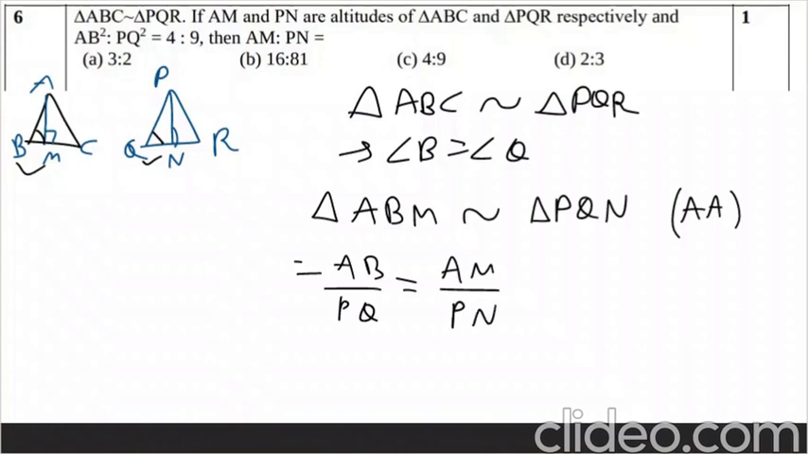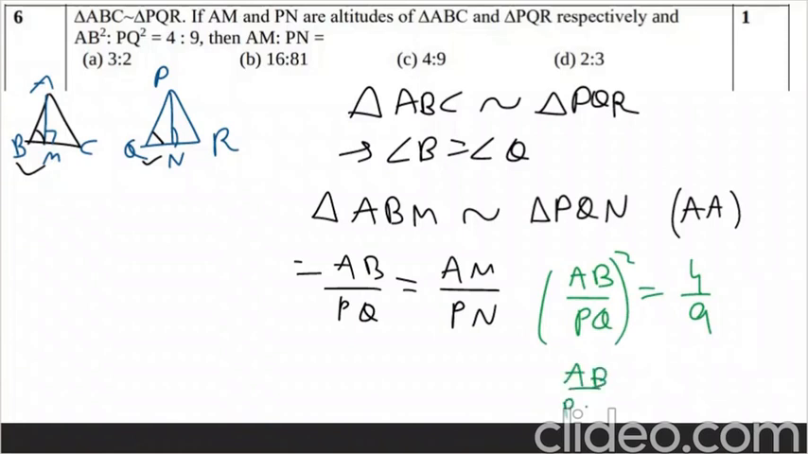It's given that AB square to PQ square is 4:9. So can I write it in the form of (AB by PQ) whole square is equal to 4/9? I can say that. So what will be AB by PQ? Take the root on the other side. Square goes there, it will become root. So root of 4/9 is nothing but 2/3. So we get that AB by PQ is 2/3.